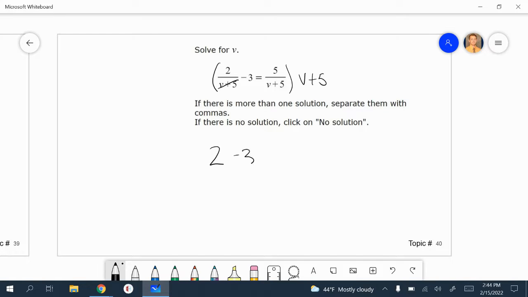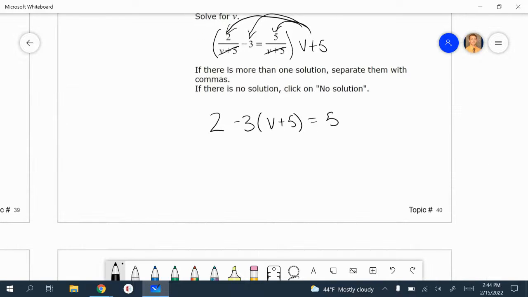And then I'll do that negative 3. That's going to be multiplied by v plus 5 because the v plus 5 goes to all three terms, that one, and that one. And then I'm going to set that equal to just a 5 because this v plus 5 gets canceled out as well. Now I'm just solving for v. So 2, that's negative 3v minus 15 equals 5.